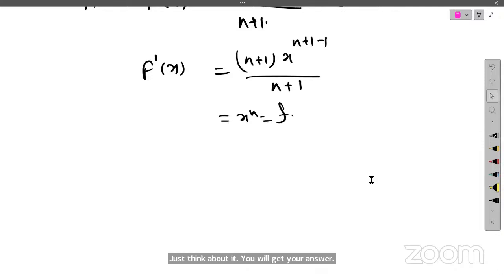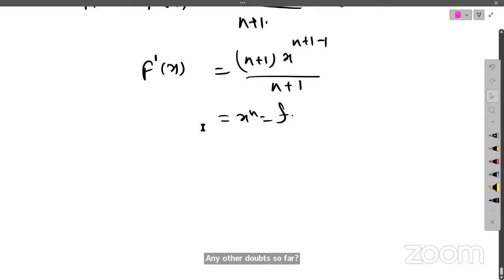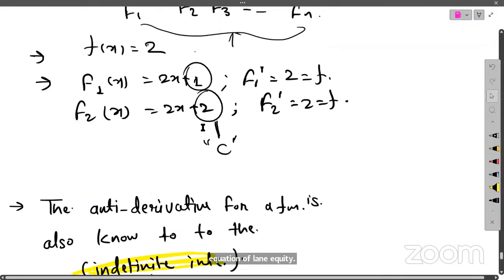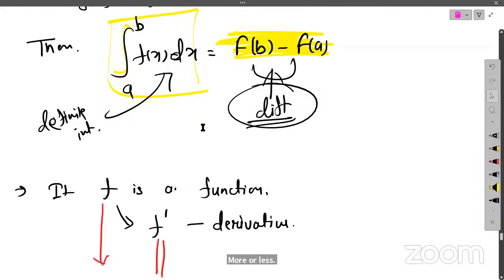Any other doubt so far? Okay. Every linear function has an antiderivative. That's correct. Every linear function has an antiderivative, because linear functions are what? Equation of a line, you can say, right? Okay. Any other comment you guys want to make?